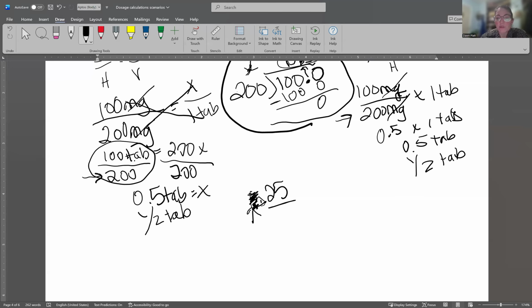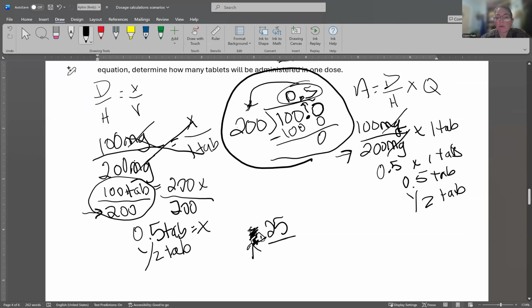So make sure that when you are writing your answers, if you come up with a number that is less than 1, you have to write it with a 0 in front of that so we don't make mistakes like this and kill our patient.